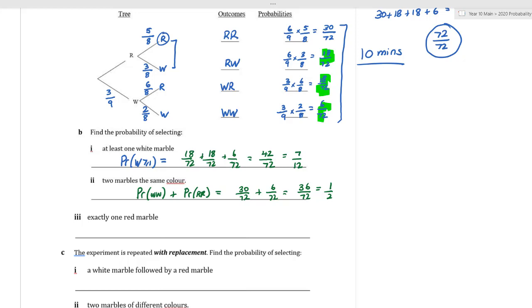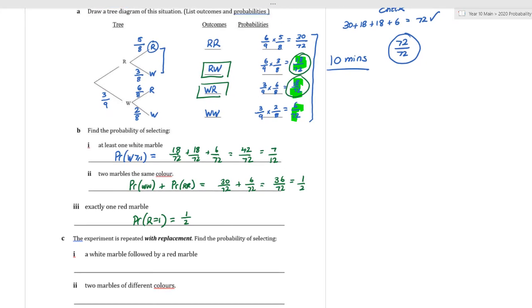Now, the probability of exactly one red marble. So exactly one red means that, well, this one has one red and this one has one red. So the probability of, we'll call it red, is equal to 1, or you could just write it in English. That is perfectly fine. You're adding the two things together, which is just these two here, 18 plus 18. Once again, it's the same thing, 36 out of 72, which we're just going to write as a half. We've already been through that.